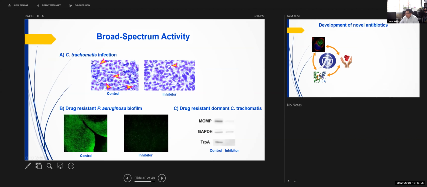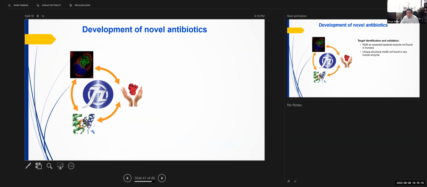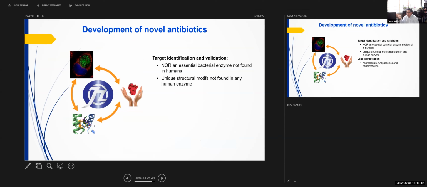So we were able to kill the dormant stages also with these antibiotics. Okay. So as a quick summary, I'm about to finish. We have found a very good target that we can exploit. We have identified several compounds that have antibiotic properties. We are conducting lead optimization.